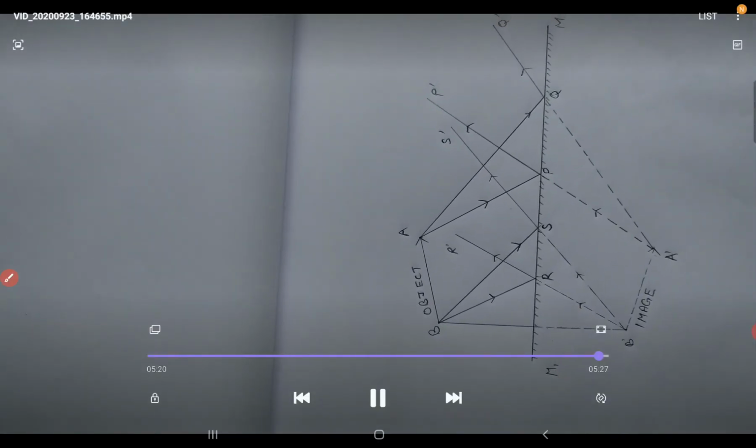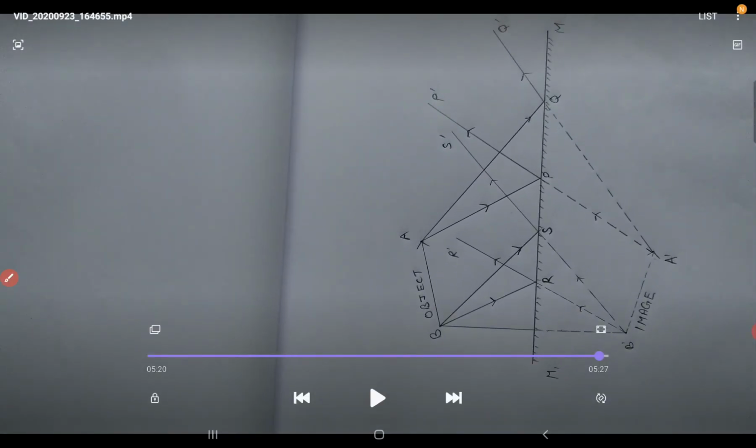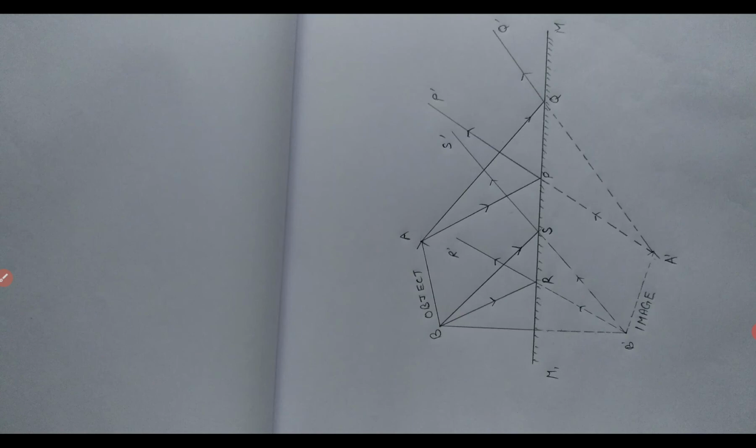Let me pause the video. I hope this particular diagram is clear. So this is how we are supposed to draw the diagram. I think this much for this particular video.